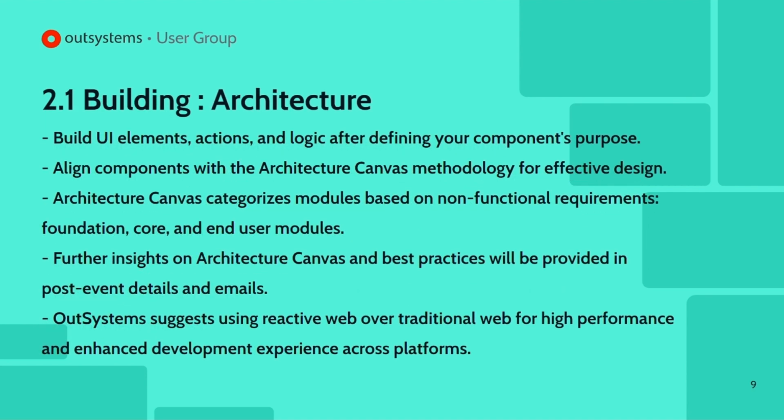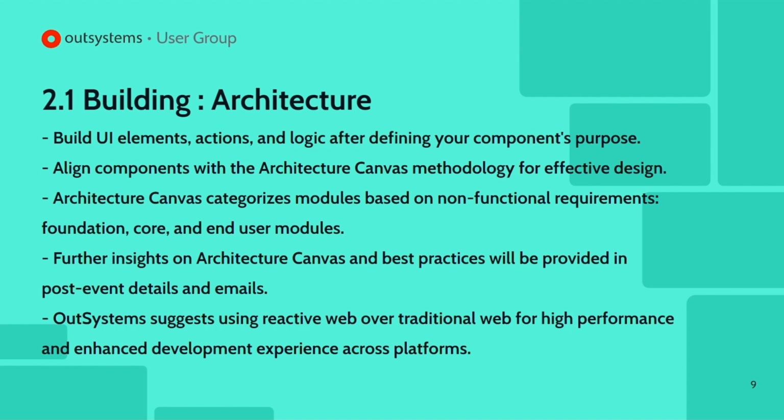Once you have defined your component's purpose, proceed to build the relevant UI elements, actions, and logic. Ensure that your component aligns with the architectural canvas methodology. It's a tool used in OutSystems for designing service-oriented architectures. The architectural canvas specifies the design process, emphasizing the proper abstraction of reusable services and the isolation of distinct functional modules.